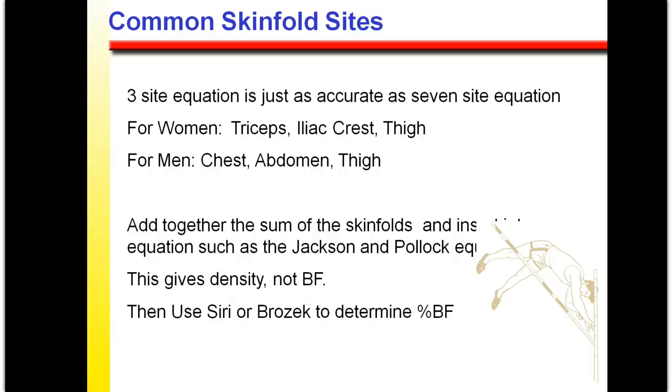The three-site equation is the most popular because they've done some studies to show that it is just as accurate as doing 7 sites. So if you can do 3 or you can do 7, you might as well only do the 3, right? So then what we do is add all these skin folds together. We add the tricep, the iliac crest, and the thigh, or the chest, abdomen, and thigh. We get what we call the sum of the skin folds, right? Sum just means you've added them together. And we put them into equations.